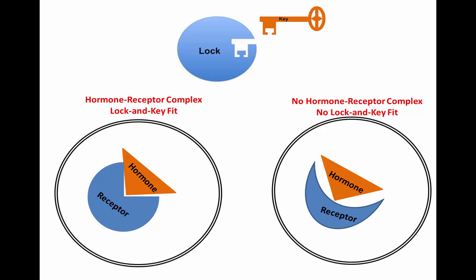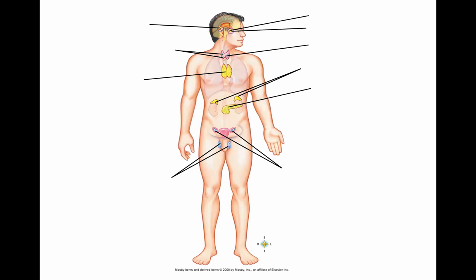When the hormone receptor complex forms, a sequence of events will be initiated in that target cell, which will work to bring the body back to set point. Let's now take a look at some of the endocrine glands, the hormones that are released, and their functions.